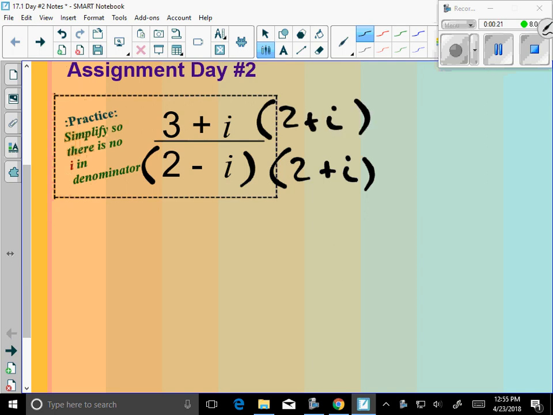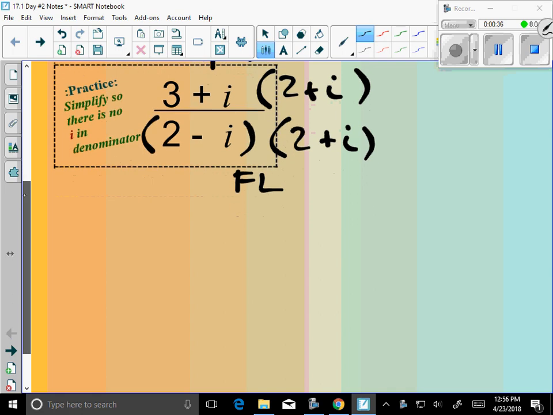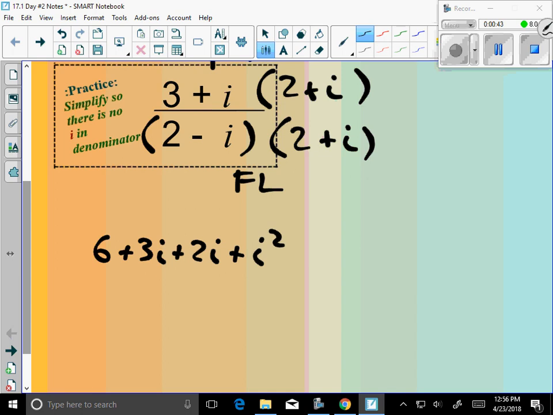Whenever you get an i squared, think -1. In this case, in the numerator, I'm going to have to FOIL, but in the denominator, I only have to Florida, right? Because of those conjugates. So old people love conjugates. In the numerator, what do we get? Well, we get 6 plus 3i plus 2i plus i squared.